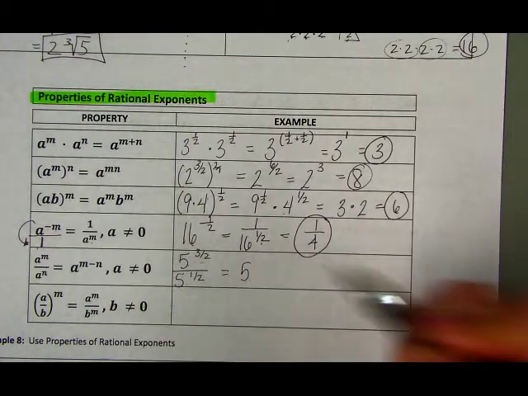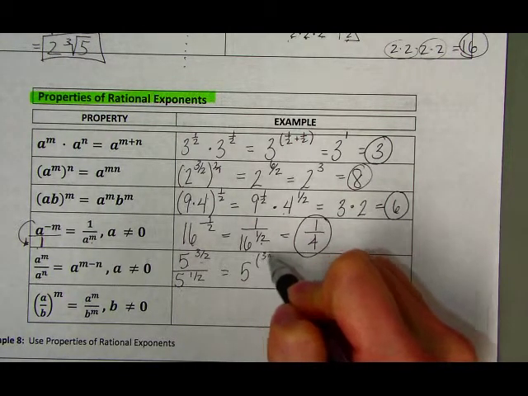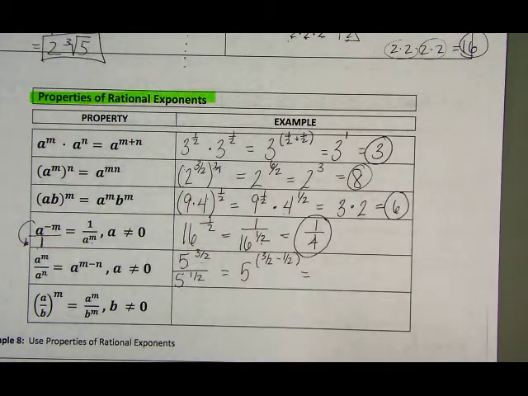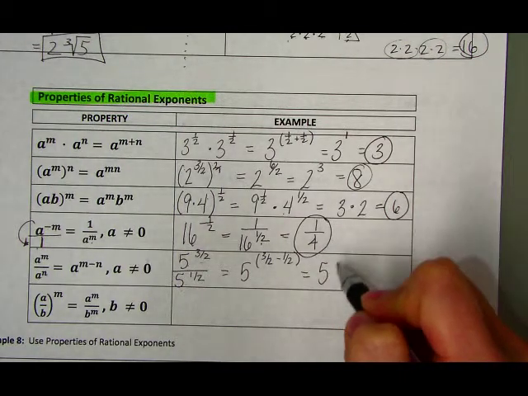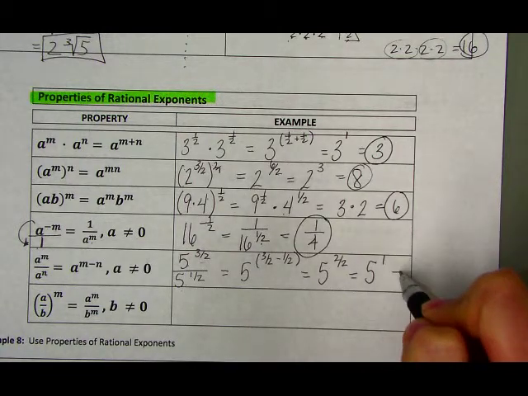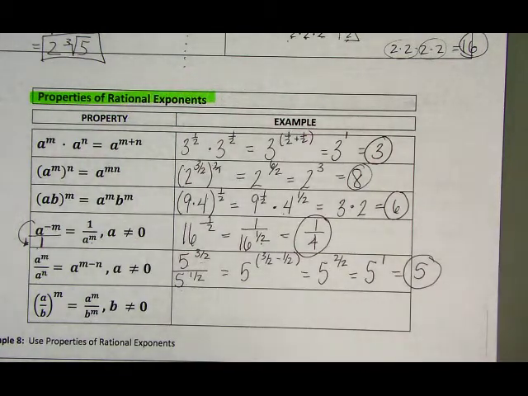So we get 5 to the 3/2 minus 1/2. And we know 3/2 minus 1/2 is the same thing as 2 over 2, which is 1, so 5 to the first power. So our answer to this property is 5.